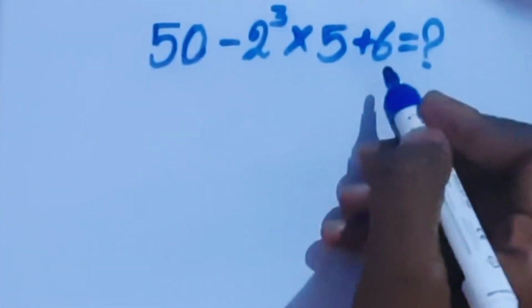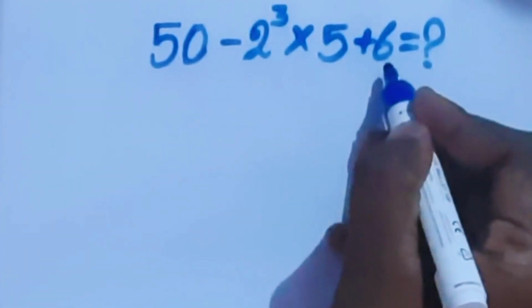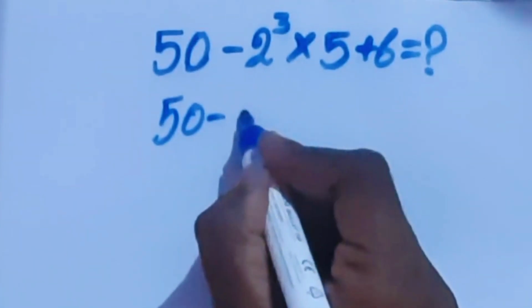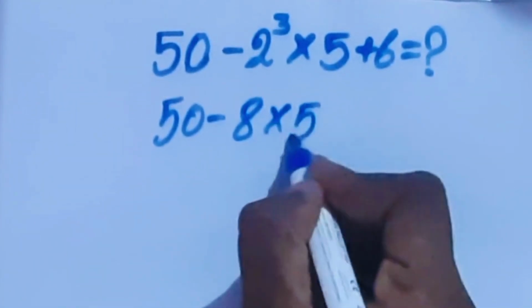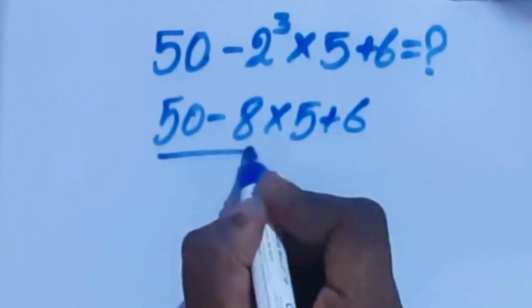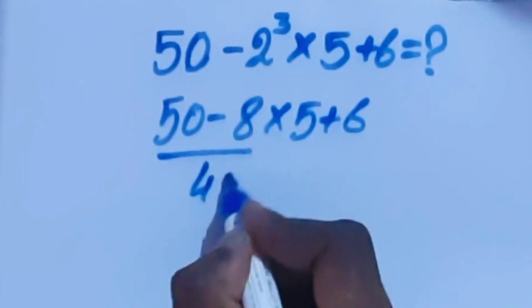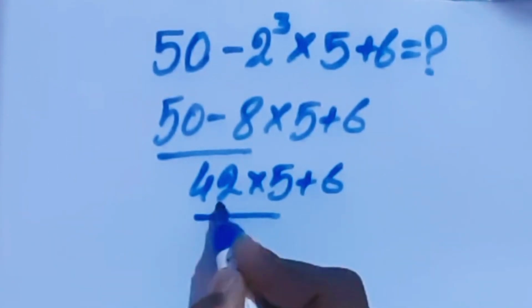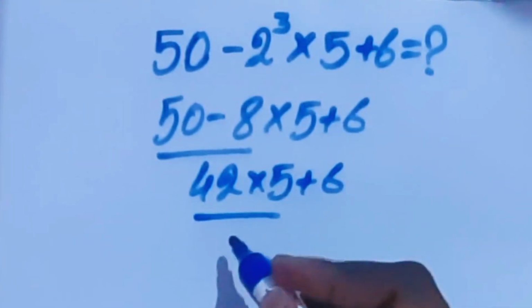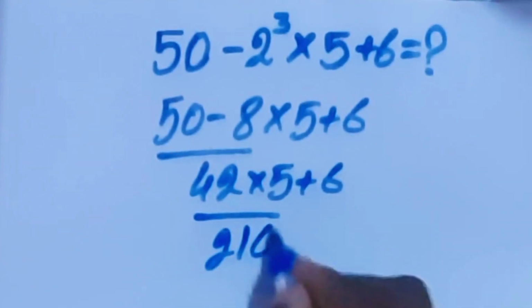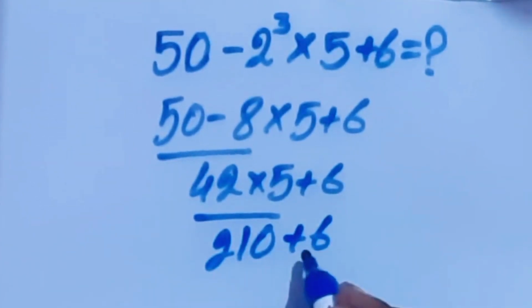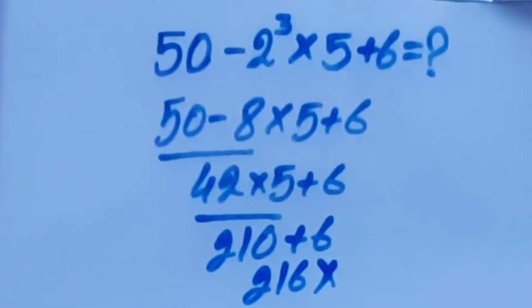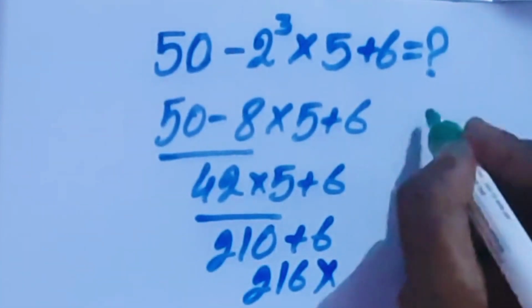I guess most of them get the answer 216 for this problem in the wrong order. Here, 50 minus 2 power 3 is 8, times 5 plus 6. Here, 50 minus 8 is 42, times 5 plus 6. Here, 42 times 5 is 210, plus 6. Here, 210 plus 6 is 216, which is the wrong answer. As per the order of operations, this 216 is the wrong answer.